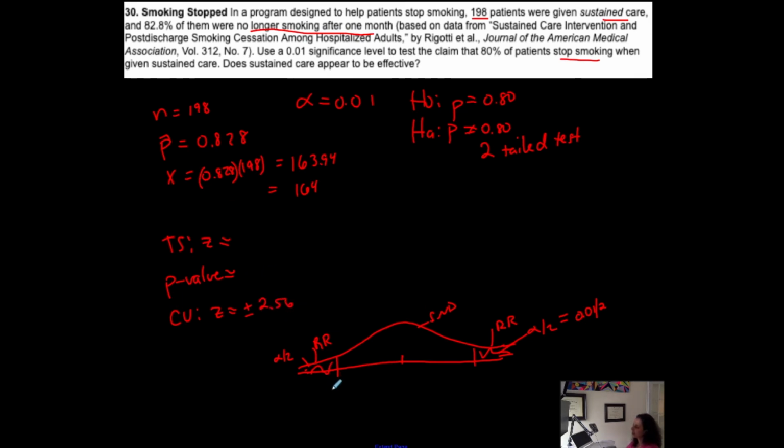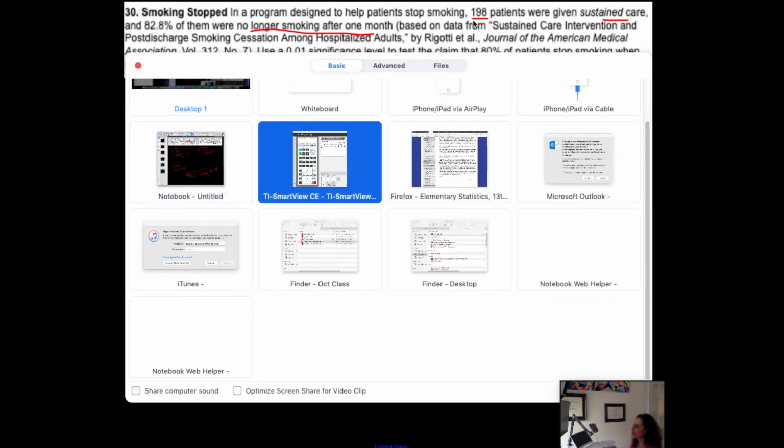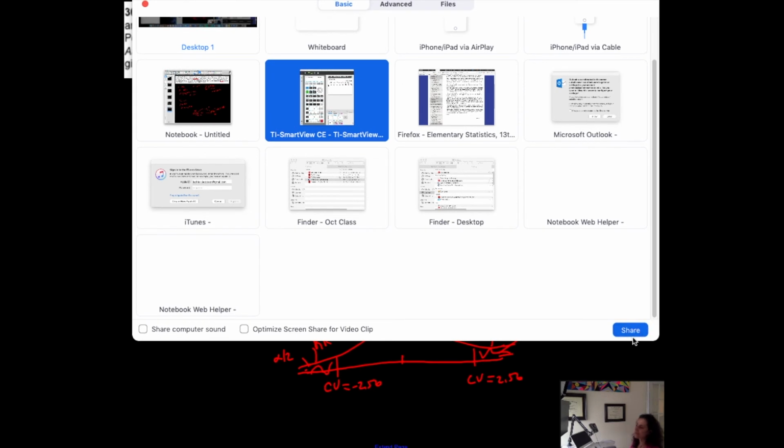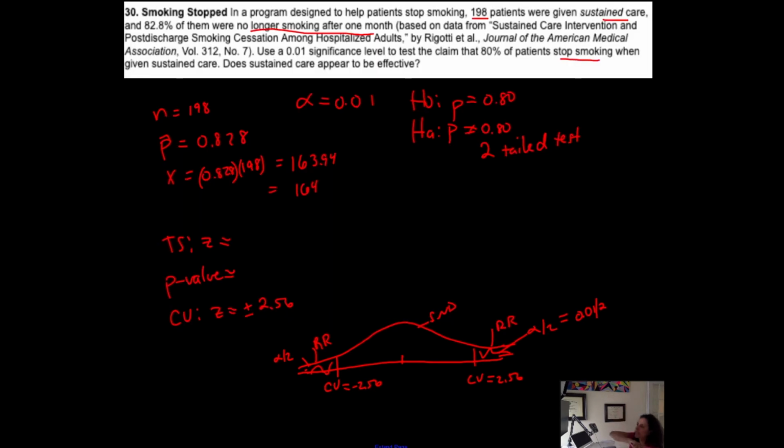So I have a critical value here in the left tail, negative 2.56, and a critical value here in the right tail, positive 2.56. It's a symmetric curve, so they're the same number, but opposites. So again, what changed? When I have a two-tailed test, alpha is cut in half, and now I have it in each tail, half of it in this tail, half of it in that tail.